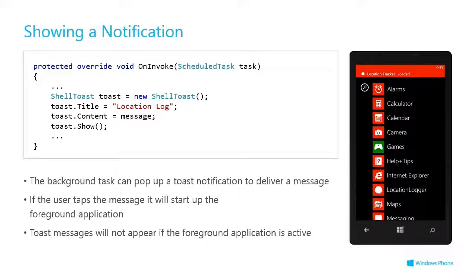So, toast notifications. On Windows Phone, the toast comes up at the top, and you can see it. In that OnInvoke, you can create a new toast, give it a title and a message, and show it. You can have that pop up every 30 minutes, which could be really interesting or annoying.